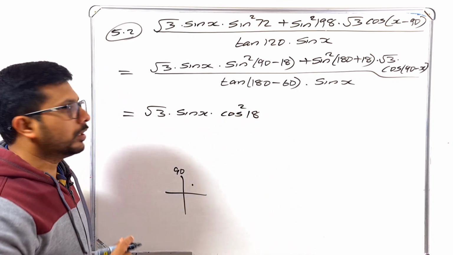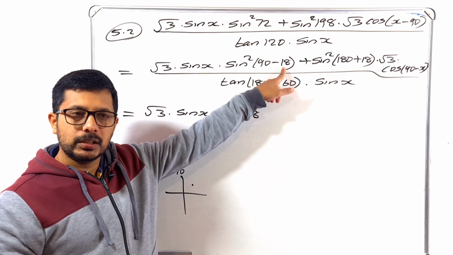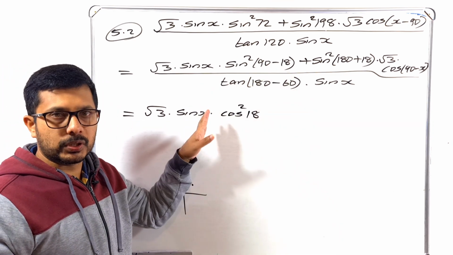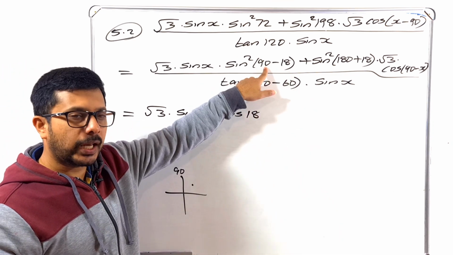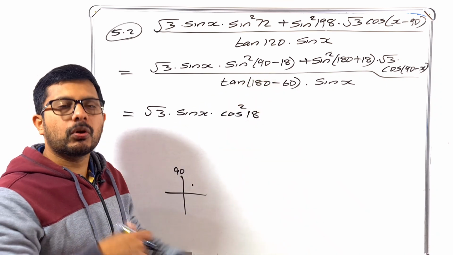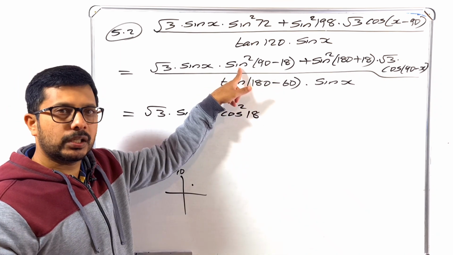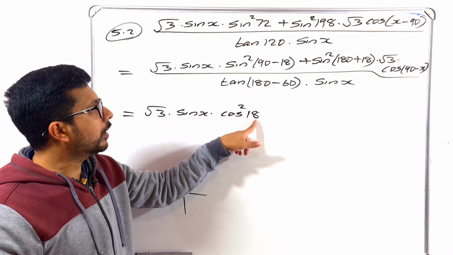Okay, so listen once more. 90 minus 18 is in the first quadrant, so everything is positive. But if it is based on 90, you have to change to its co-function. What is the co-function of sine? Cos. So it is cos square 18.